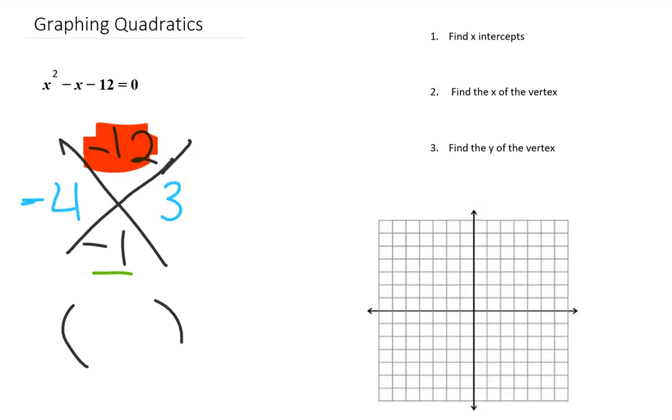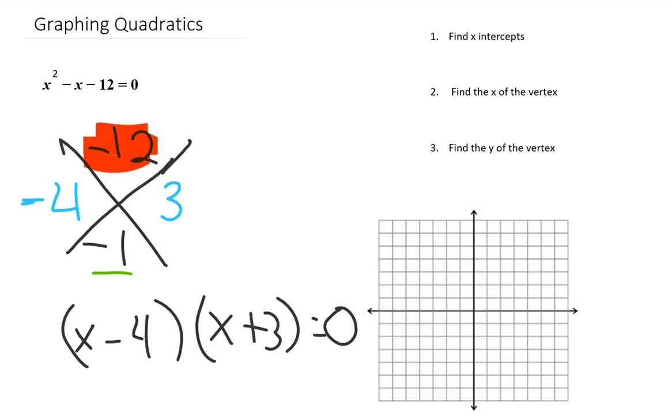Let's write it as our binomials. I've got x minus 4, and I have x plus 3. Set them both equal to 0. Now, so we factored it. We've got it broken down. Now we just need one more step, and we'll be able to find those x-intercepts. So break it into two problems here. x minus 4 equals 0. x plus 3 equals 0.